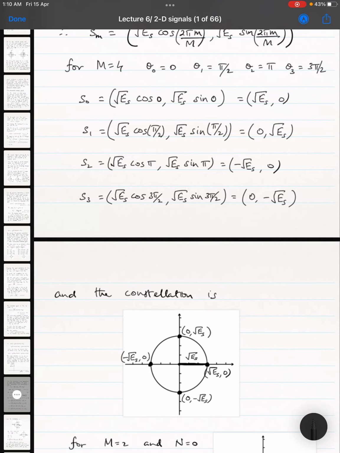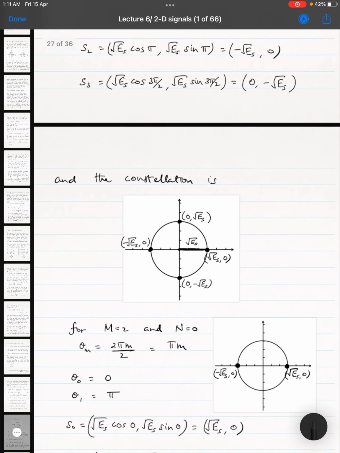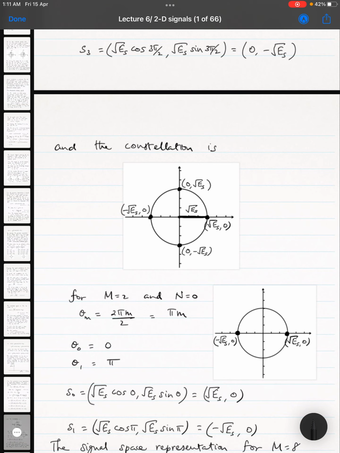So the first point is root Es, 0, which is here. The second point is 0, root Es, which is lying on the y-axis. The third point is negative root Es, 0, which is diametrically opposite to the first signal. And the fourth point is diametrically opposite to the second signal, right? So we have this constellation for the bandpass signals of 4 signals, which is called the QPSK signal, quadrature phase shift keyed signal.